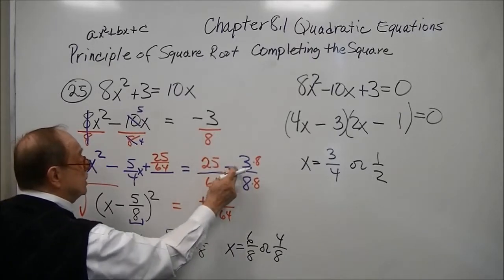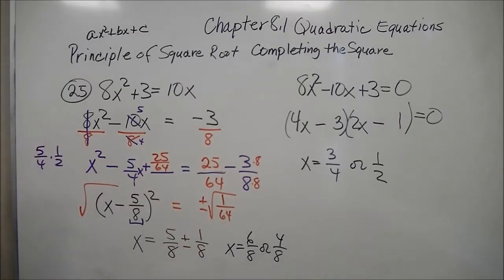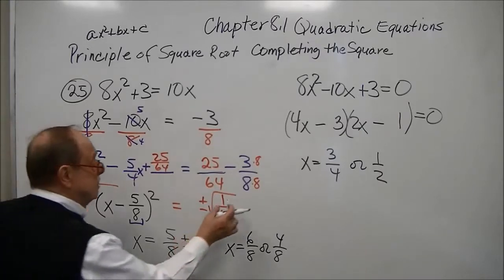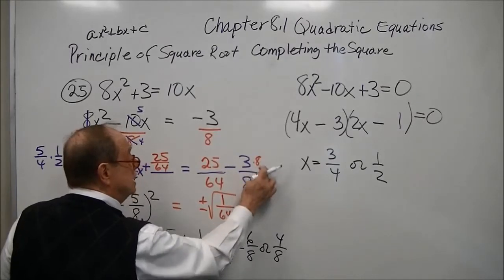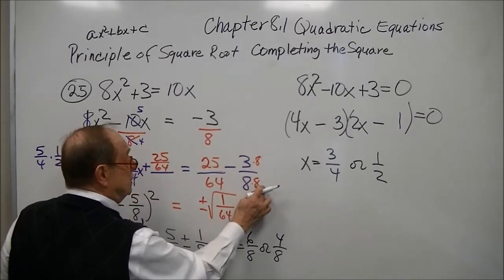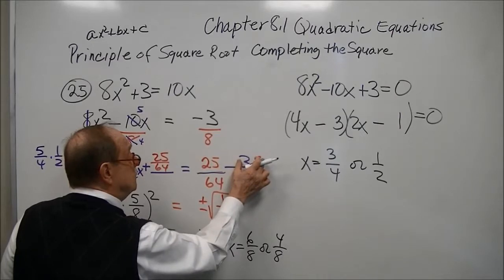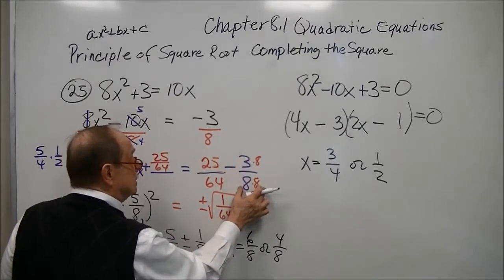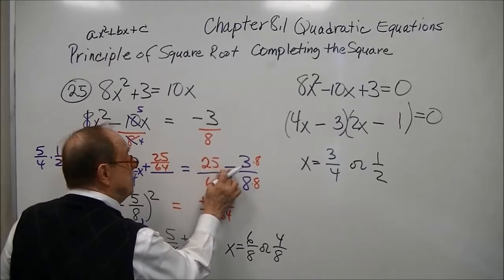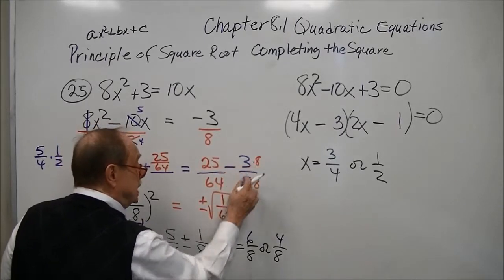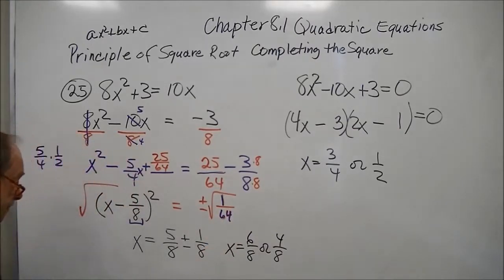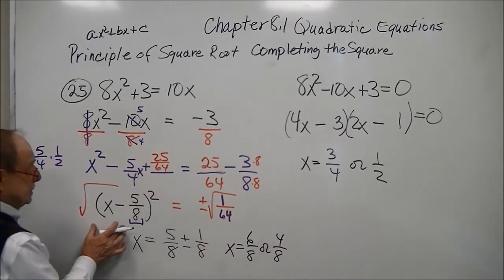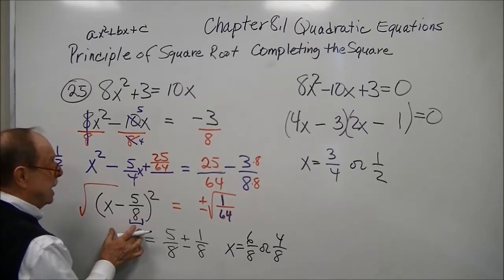And I have my original 3/8 there. Well, again, I have fractions with different denominators. So to make this 8s into 64ths, I multiply it by 1 in the form of 8/8, which makes this 24/64. Then I have 25 minus 24 gives me the 1/64.